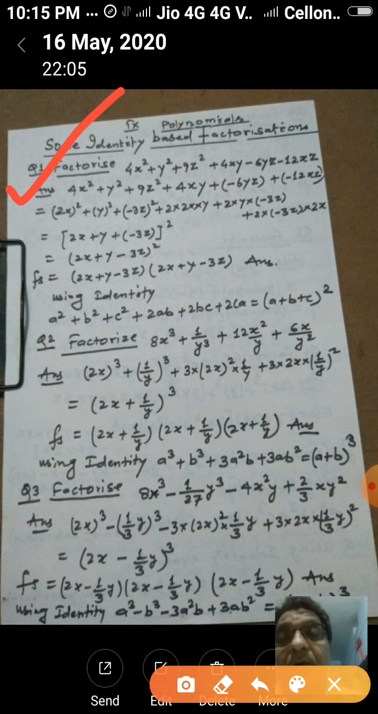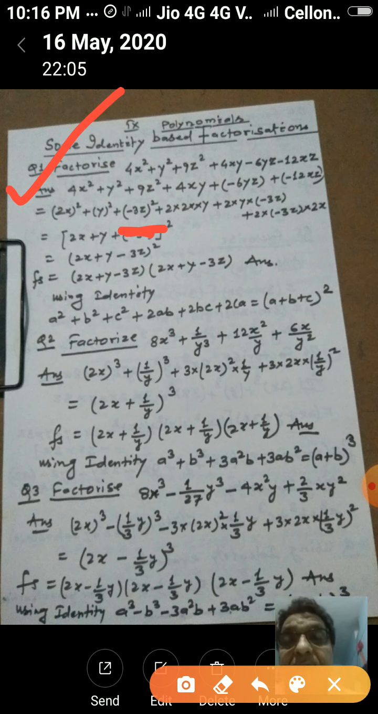Okay students, now we will try to set up the given question on a suitable identity. So in place of 4x square I have written 2x whole square. Similarly plus y square plus, in place of 9z square, I have written here minus 3z whole square.